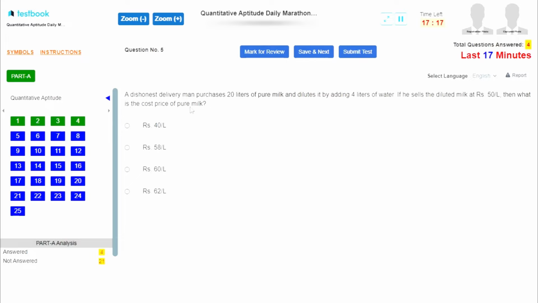A dishonest delivery man purchases 20 liters of pure milk and dilutes it by adding 4 liters of water. If he sells the diluted milk at 50 per liter, then what is the cost price of pure milk? 20 liters pure milk, 4 liters water, sold at 50 per liter. So 24 into 50 is equal to 20 into x. So 12, 12 into 5, 60.